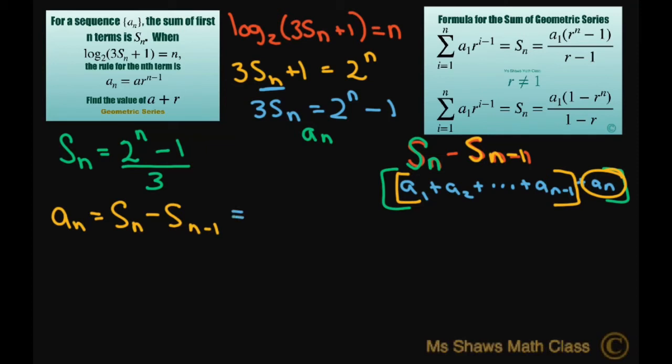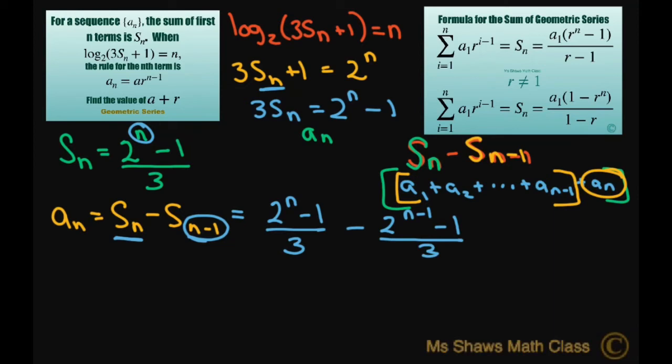Now, let's use substitution here. We already have s sub n. That's (2 to the power of n minus 1) divided by 3 minus, now for this one, you're just going to substitute n minus 1 for that n. So that's going to give you minus (2 to the power of n minus 1 minus 1) divided by 3. All right. Now, let's factor out 2 to the power of n minus 1 divided by 3. If I do that, I'm going to get 2 minus 1, so that's going to give me 2 to the power of n minus 1 divided by 3.